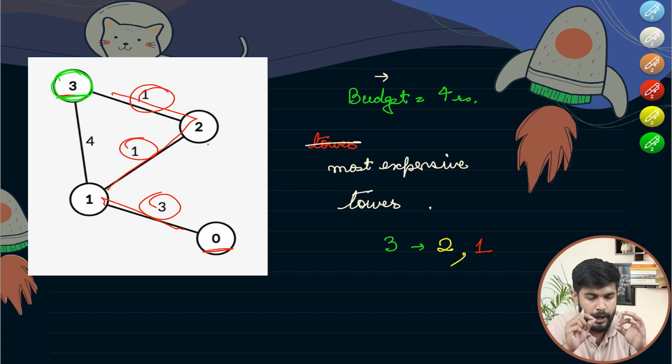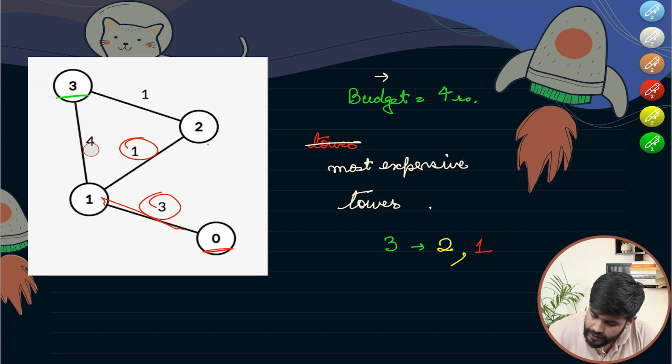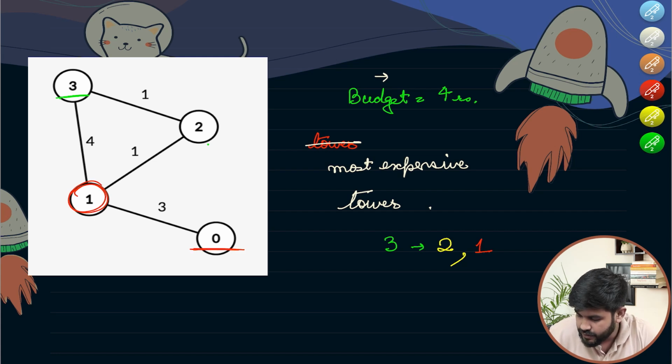Okay, the problem is asking this. So let's do the same thing from tower 1 now. From tower 1, if I visit tower 0, the budget would be respected with a cost of 3. So I would write for 1, I can move forward to 0 and I can respect the budget. I can move forward to 2 with a cost of 1. So the budget is also respected.